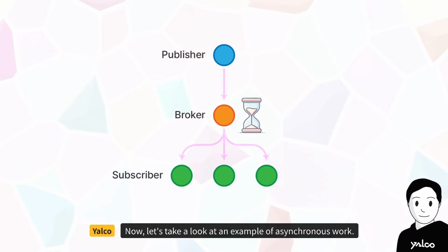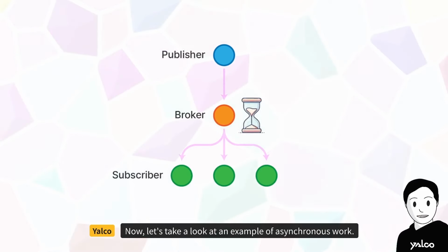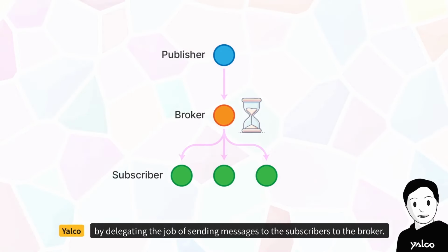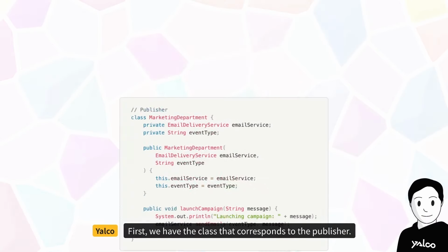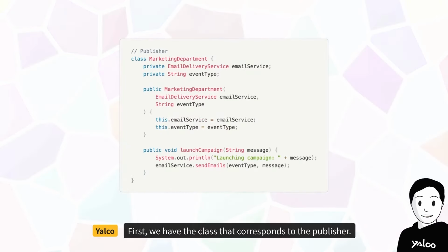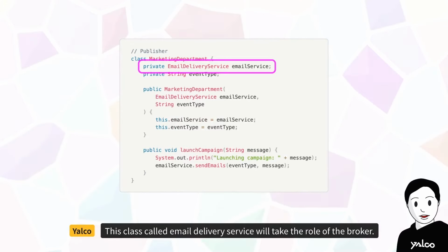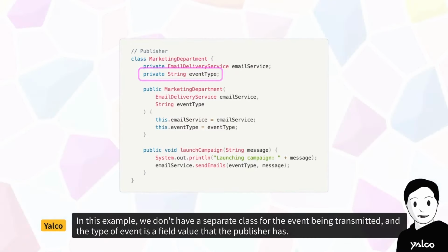Now, let's take a look at an example of asynchronous work. This pattern allows the publisher to be separated from time-consuming asynchronous tasks by delegating the job of sending messages to the subscribers to the broker. First, we have the class that corresponds to the publisher. This class, called Email Good Delivery Service, will take the role of the broker. In this example, we don't have a separate class for the event being transmitted, and the type of event is a field value that the publisher has.